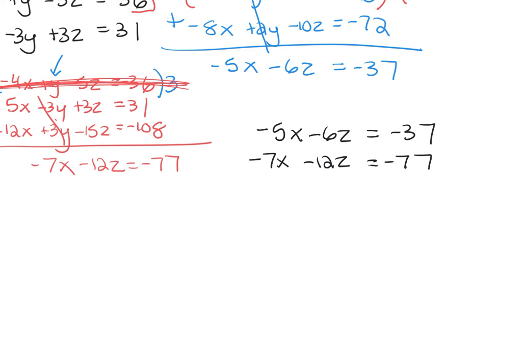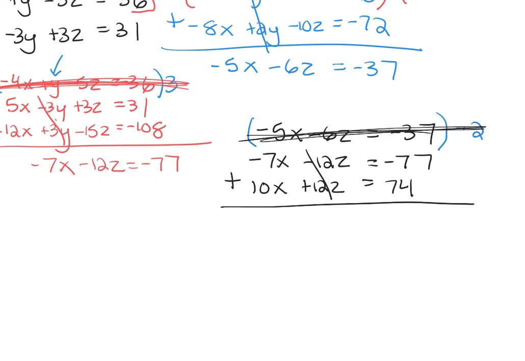So I want to solve this by elimination. To do that, I'm going to multiply that top equation by a negative 2. So that will give me, I'm going to write underneath, a positive 10x, a positive 12z, and that is equal to a positive 74. No longer need this equation. When I add them together, my z's eliminate. So negative 7x plus 10x is 3x, and that is equal to negative 3. So x equals negative 1.